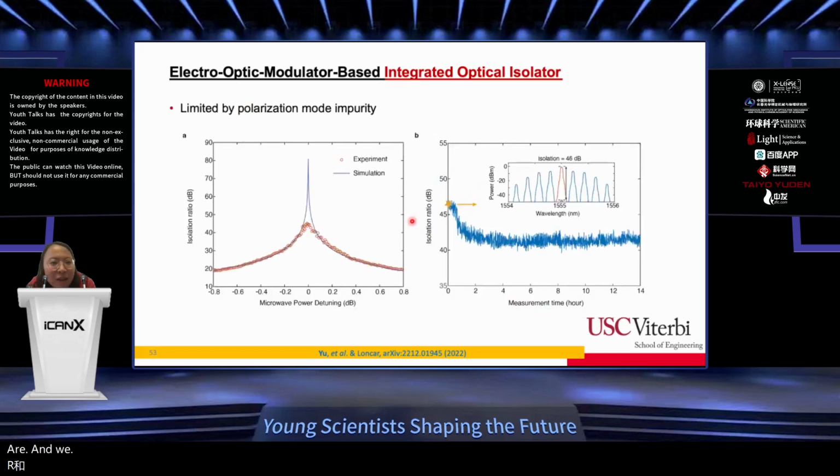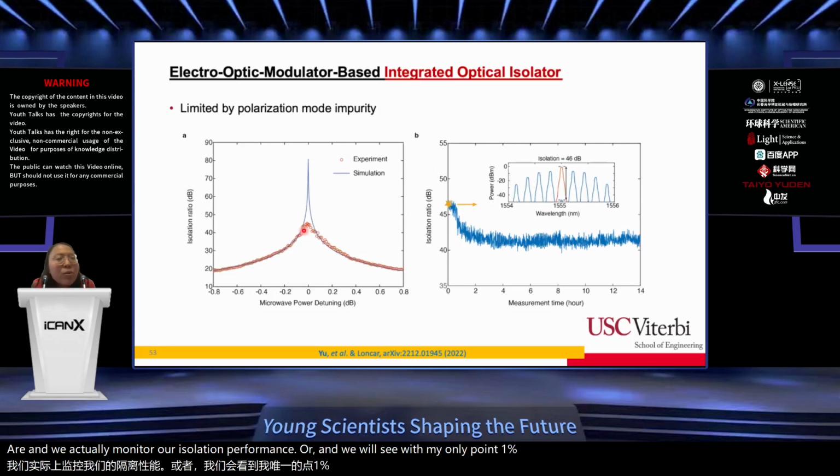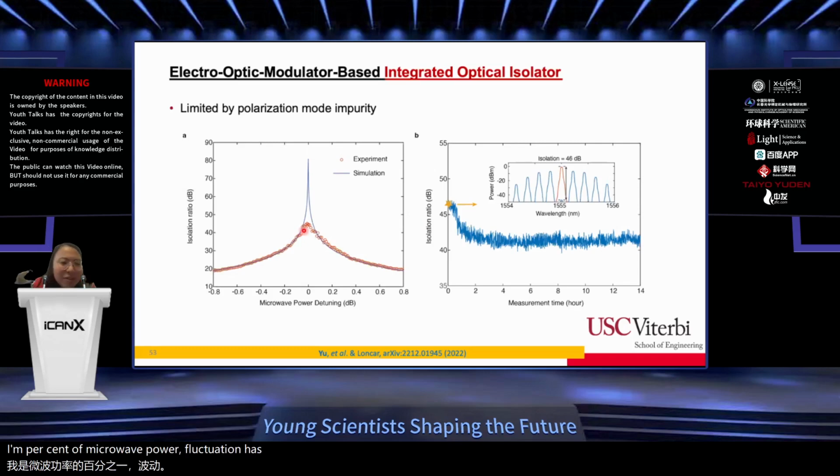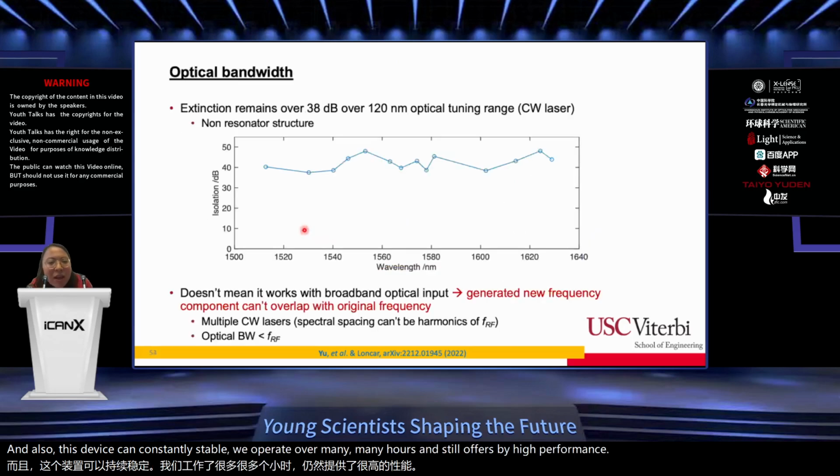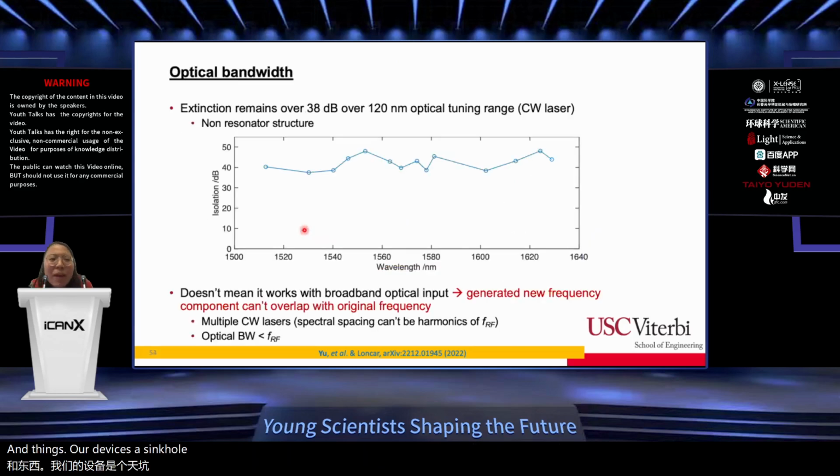We also monitor our isolation performance, and we see that with only 0.1% microwave power fluctuation, we can still maintain the optical isolation at about 40 dB. Also, this device can operate constantly and stably over many, many hours and still offer very high performance. And since our device is a simple waveguide geometry-based structure, it can operate over a very wide optical bandwidth as well.